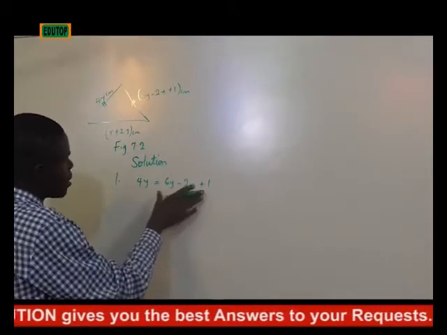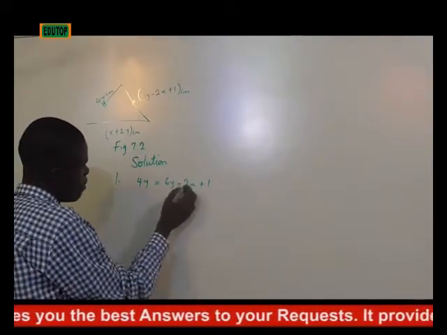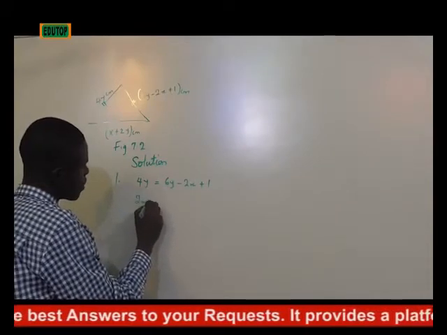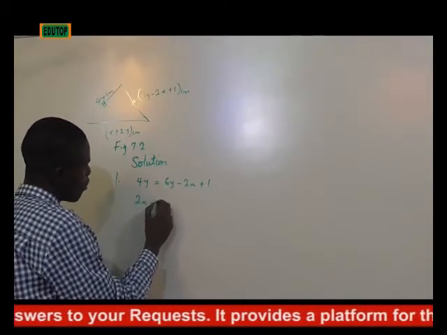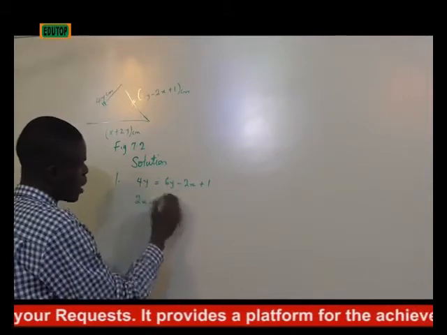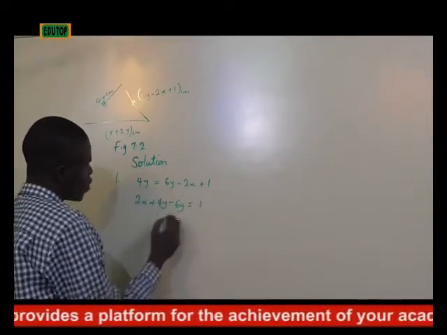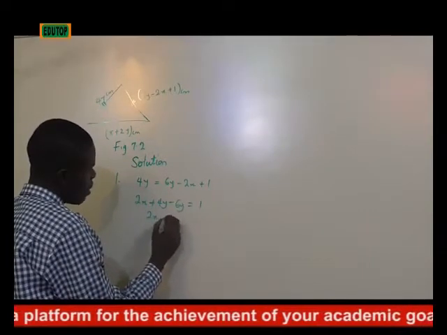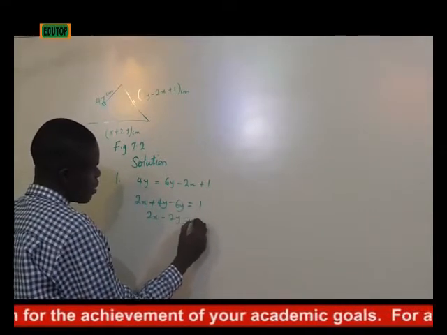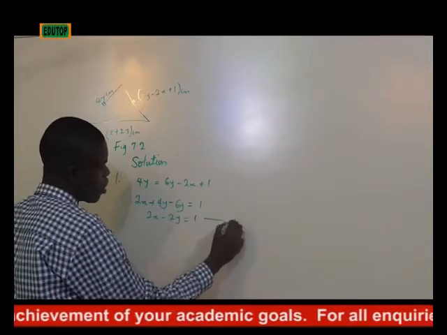Then let's try and simplify this. If this one comes here, it becomes 2x plus 4y. Then you bring this one here to become minus 6y and equals to 1. So automatically this one is 2x minus 2y is equal to 1. This is equation 1.